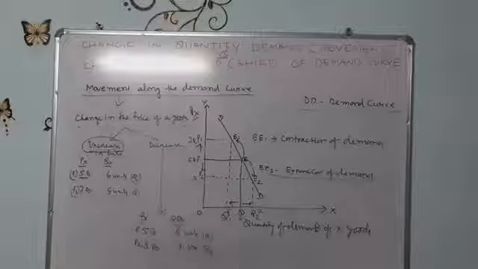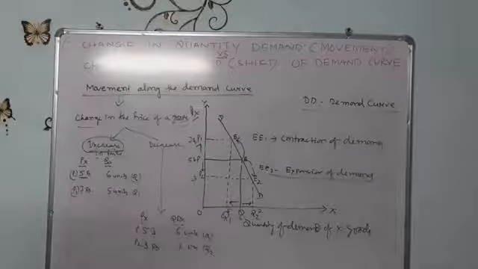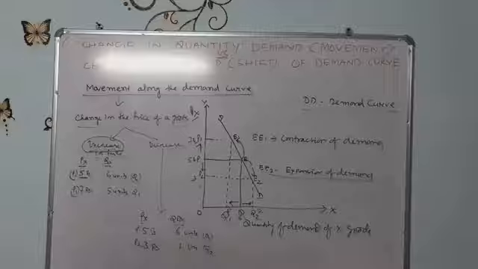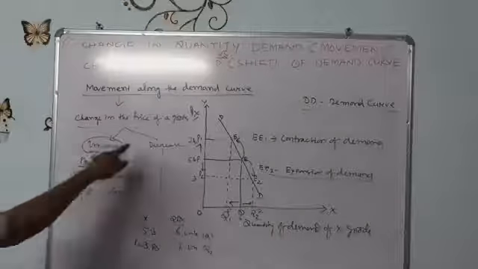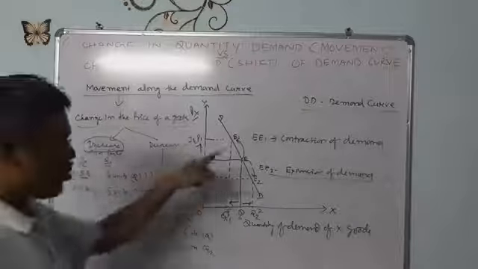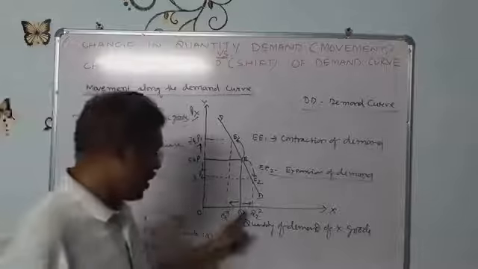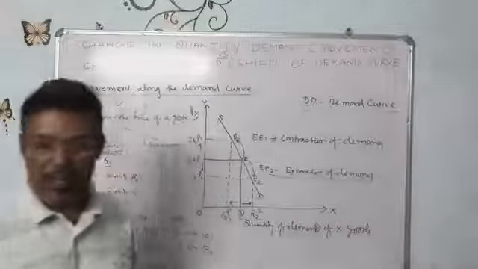So what do we mean by movement along the demand curve? Due to a change in the price of a good, the price may either increase or decrease. If the price increases, then it is called the contraction of demand. Due to a decrease in the price, demand increases. This is called the expansion of demand.